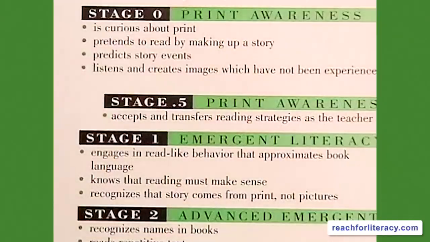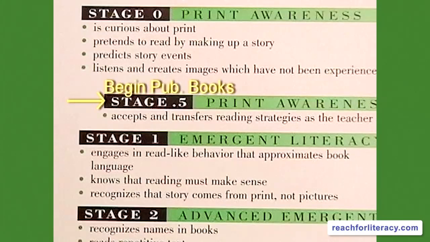0.5 is depicted with a little inset, meaning that's where the child has enough print awareness to start reading published books. So that's a very crucial time right there. If you've worked with young children, you know that there's a window of time that learning is going to be accepted more readily. If it's too late, it's not as good. If it's too early, it's not as good. It has to be just right.